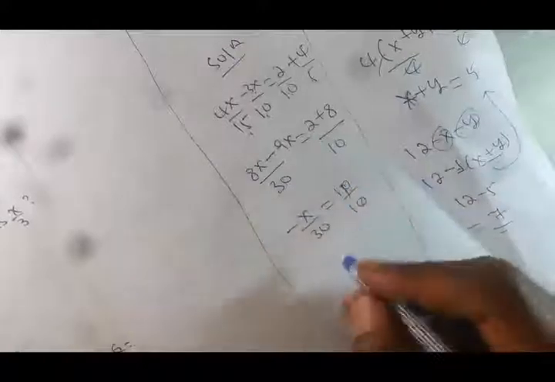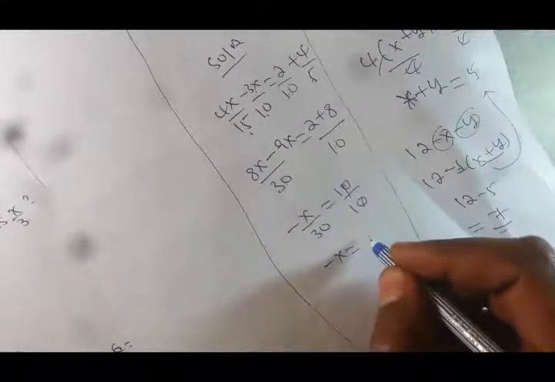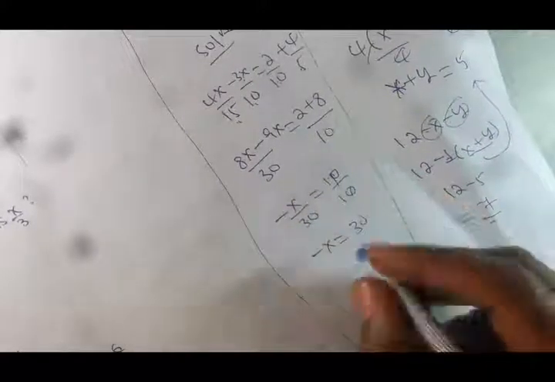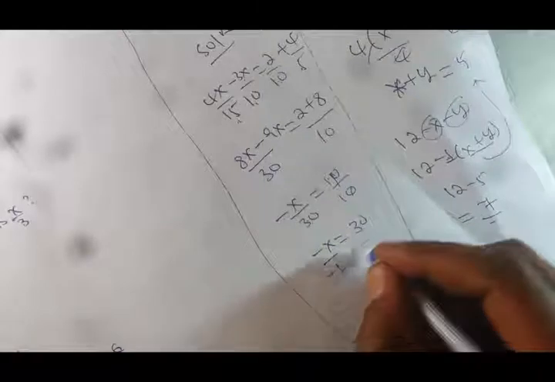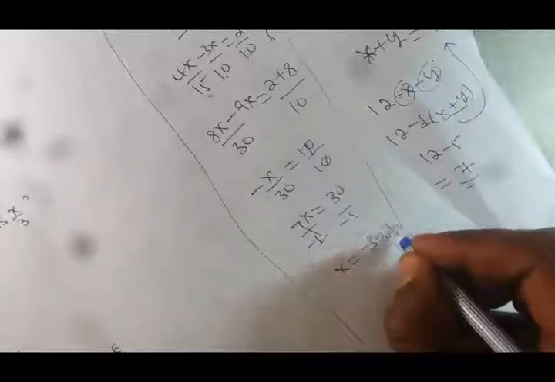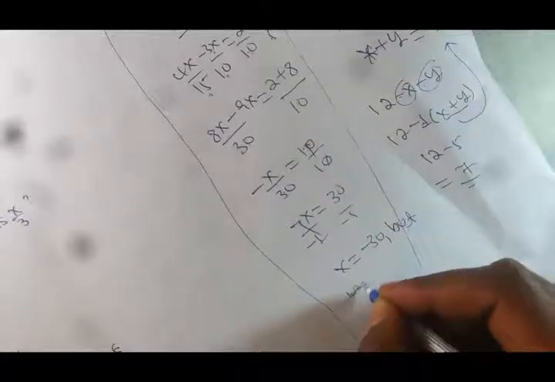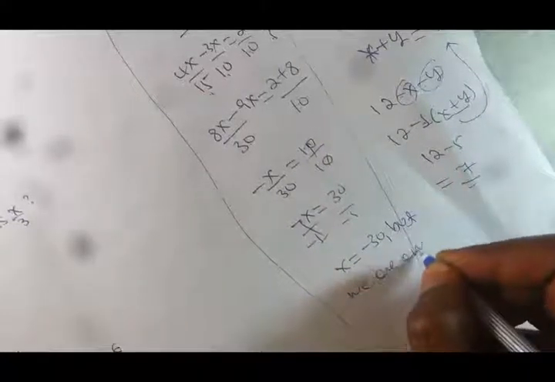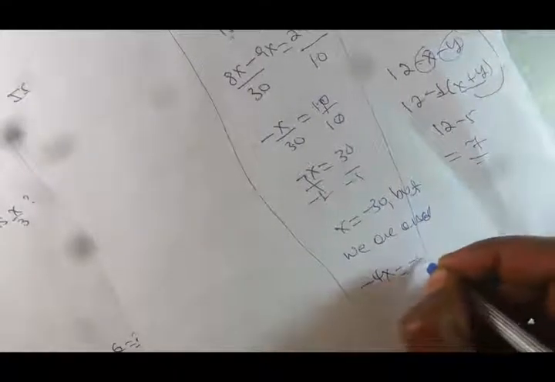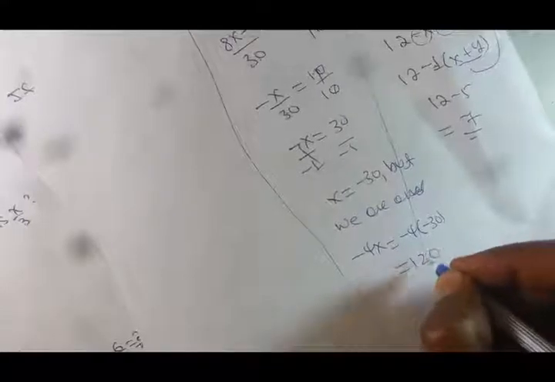This will be left, then minus x is equal to 30 when we bring this 30 to this side. Therefore, over minus 1 over minus 1. Therefore, the value of x will be minus 30. But we are asked to find the value of minus 4 times x. Therefore, minus 4 times minus 30 will be equal to 120.